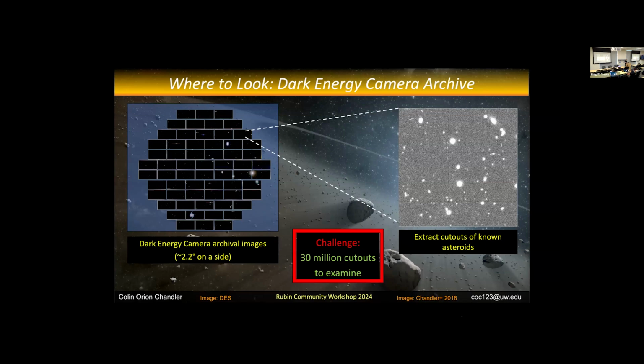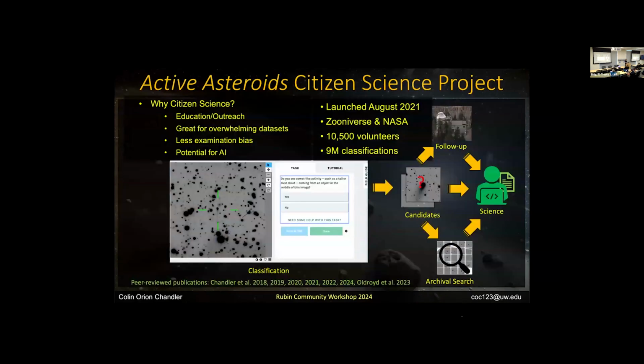So we decided to turn to citizen science. The great thing about citizen science is we're engaging the public in a scientific endeavor, and this is an awesome opportunity. It's also really great for overwhelming tasks. You hear big data and you hear crowdsourcing. They're perfect for needle in a haystack problems. There's also less examination bias, instead of the features being derived from just Colin, it's many people examining each object, nominally 15. We'll come back to that. There's potential for AI training as well, and we'll also circle back to that.